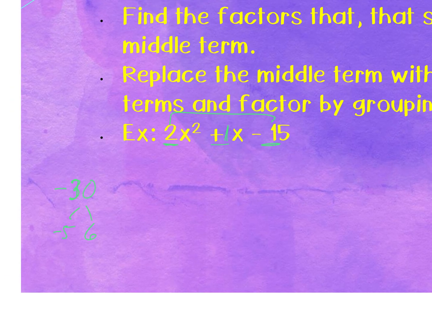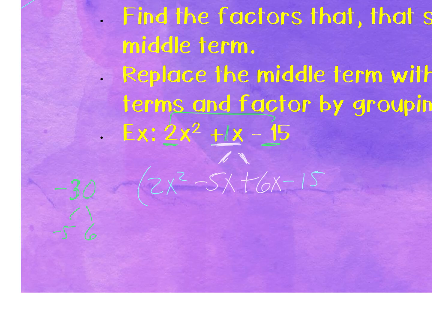But what you do instead is split up that middle term. So 1x is the same as saying -5x plus 6x. Hopefully you guys agree, -5x plus 6x, when you add them together, you do get 1x. And then I would bring everything else down with it. So I would bring the 2x squared, and I would bring down the minus 15. And then now I have 4 terms.